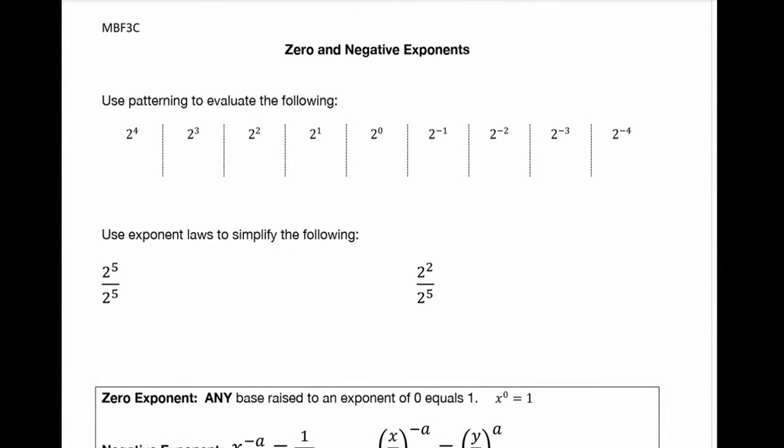In today's note, we are going to continue on looking at our exponent rules, and we're going to look at our zero and negative exponents. So to help us out, or to at least start to investigate that, we're going to use some patterning to evaluate the following. So 2 to the power of 4 we can do on our calculator, and we get 16.